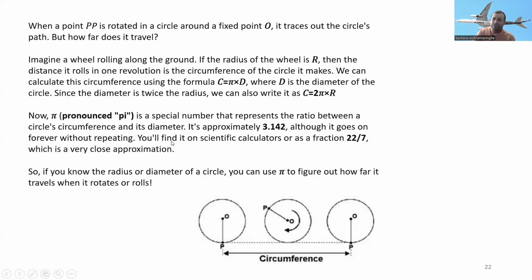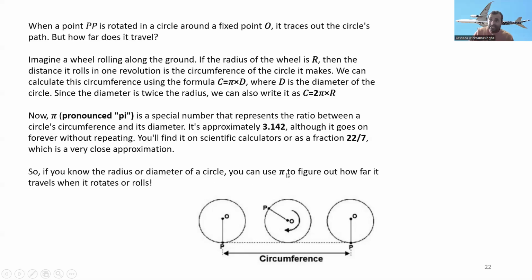Remember, pi is a special number that represents the ratio between the circle's circumference and its diameter. It is approximately 3.142, although it goes on forever without repeating, so you'll find it on a scientific calculator, or as a fraction 22 upon 7, which is a very close approximation. So if you know the radius or diameter of a circle, you can use pi.